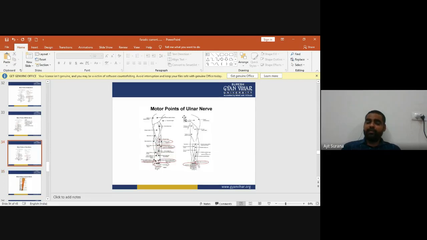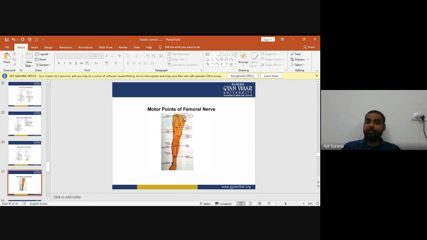These are the motor points of the ulnar nerve for the hand. Now the motor points of the femoral nerve: sartorius muscle, tensor fascia lata, rectus femoris, vastus lateralis, vastus medialis, and for the leg, peroneus longus and extensor hallucis longus.